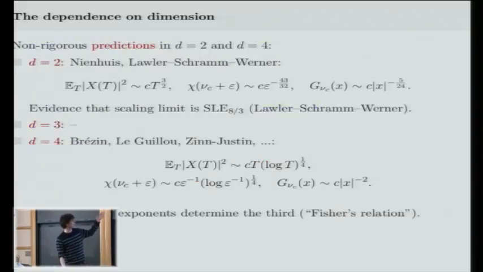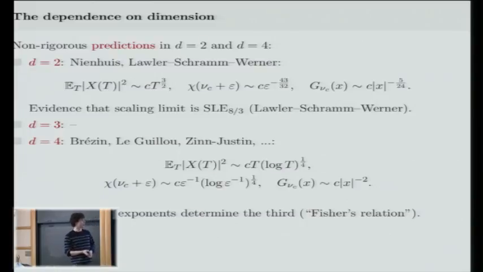On the other hand, in dimensions 2 and 4, at least, there are very precise predictions. In dimension 2, there are these explicitly conjectured exponents, and there's been some major mathematical progress due to the invention of the Schramm-Loewner evolution that gave some independent confirmation of these exponents, but proofs are not known.